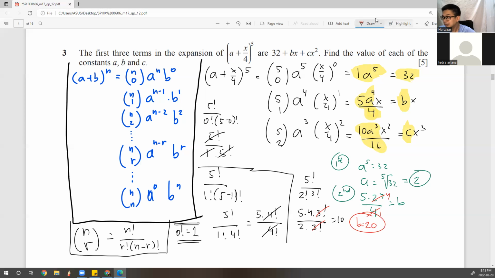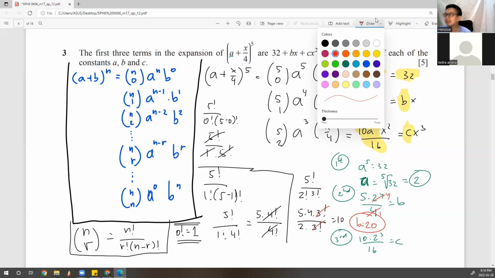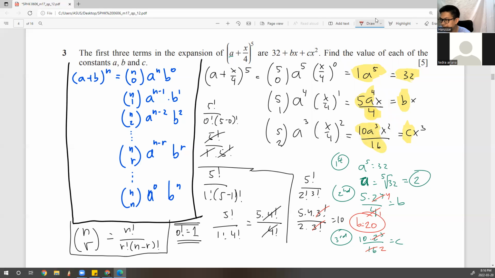Done. Now for the third term, 10a cubed over 16 equals c. Okay, a is the superstar here, because everything consists of a, right? So 10 times 2 cubed over 16 equals c. What is 2 cubed? 8, right? 8 over 16, you can cross out by 8, becomes 1 and 2. And then 10 over 2, 5. So c equals 5.